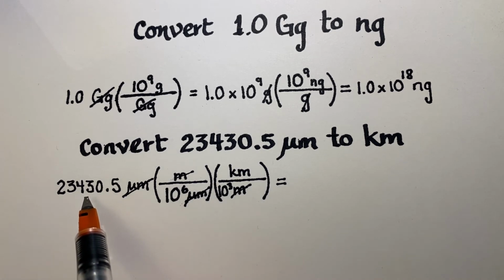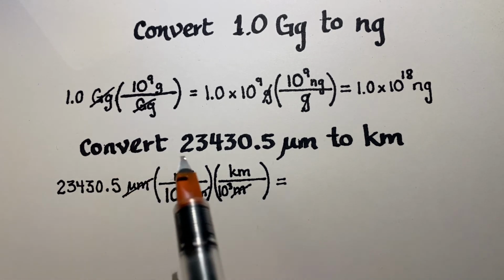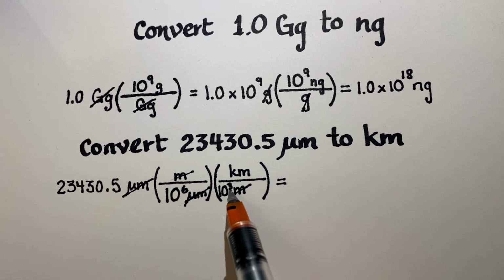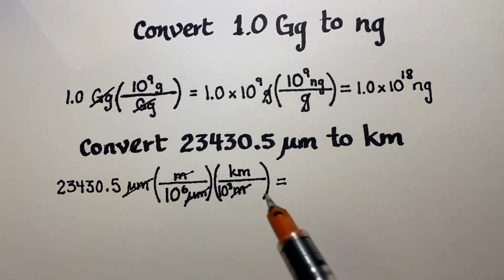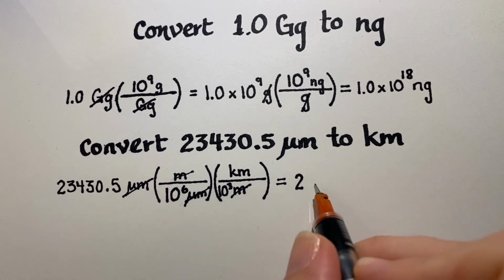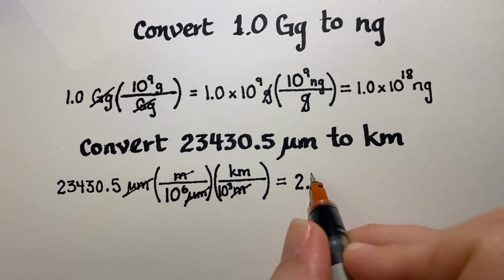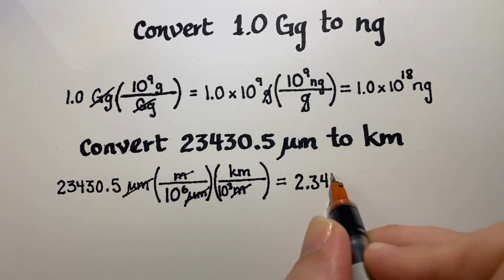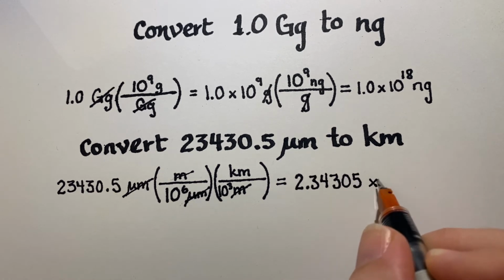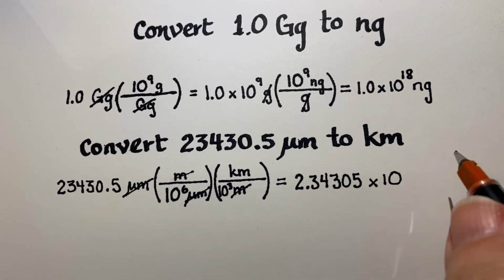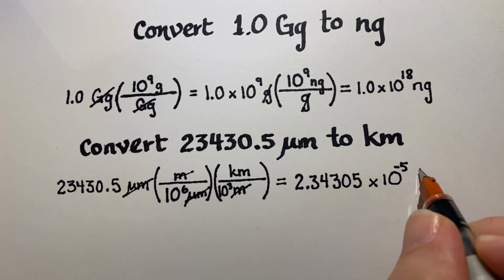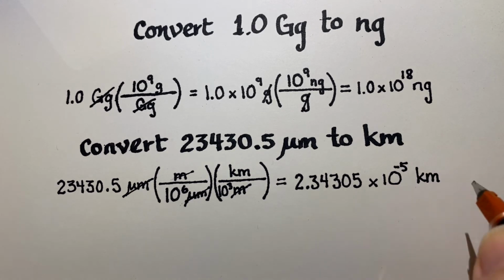And to do the calculation, we would take our initial value, divide by 10 to the 6th, and divide by 10 to the 3rd. And ultimately, when we get here, we are going to show this in scientific notation: 3.4305 times 10 to the 5th. I'm sorry, 10 to the minus 5th kilometers.